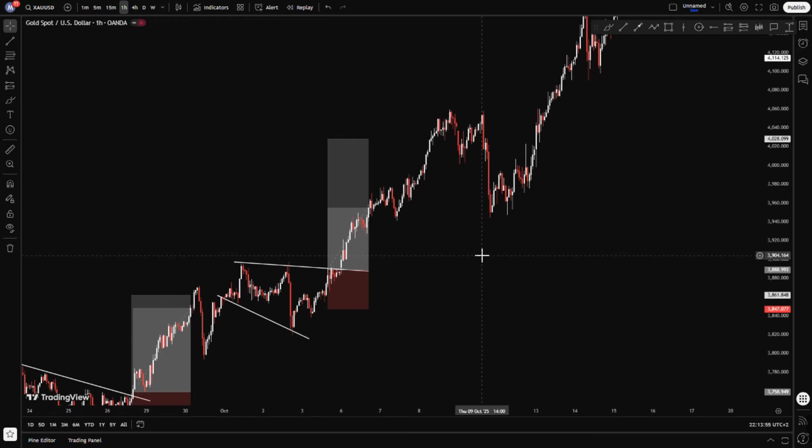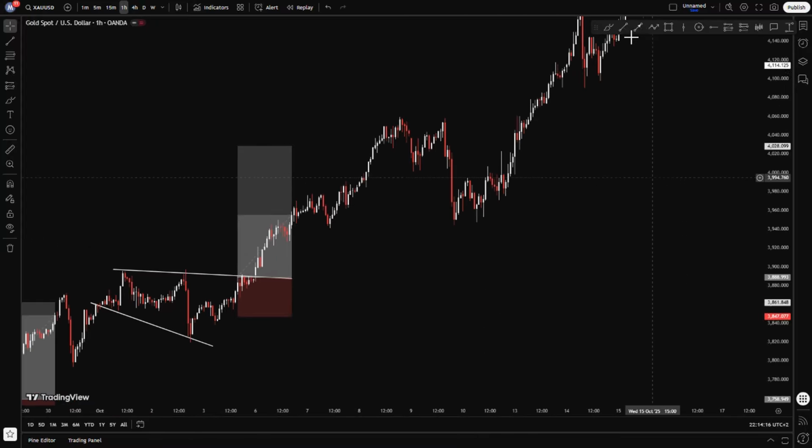You have determined that buyers are in control. So this means that we are looking for buying opportunities. Okay, you're not going to look for selling opportunities in a bullish market. You know, that doesn't make sense. So in a bullish market you are going to look for buying opportunities, and in a bearish market, you are going to look for selling opportunities.